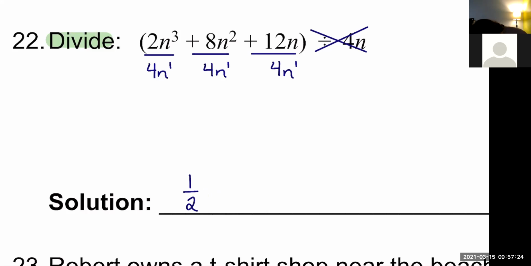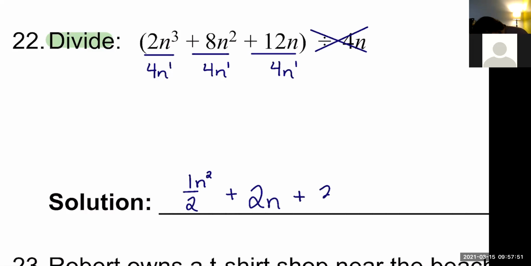Technically, I guess it should go on top. Every time we combine, we always put them on top. Moving on to my second term, 8 divided by 4 is going to give me a 2. n to the second divided by n is just going to give me n. And moving on to the last term, 12 divided by 4 is just 3.